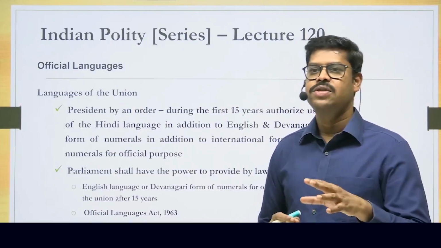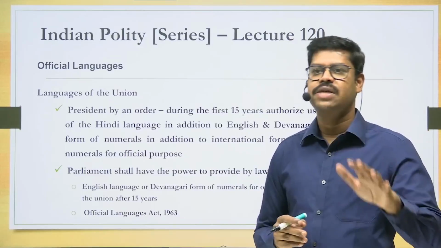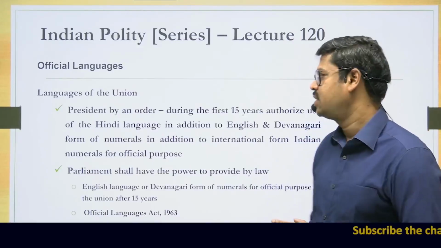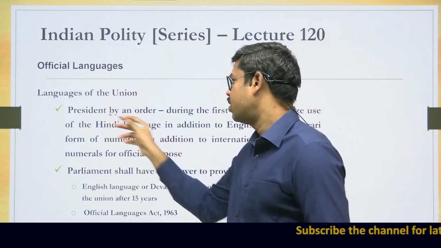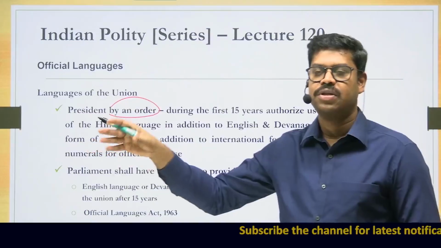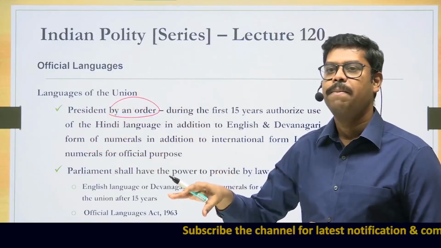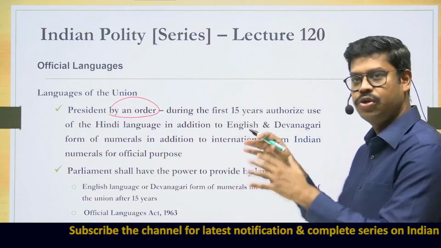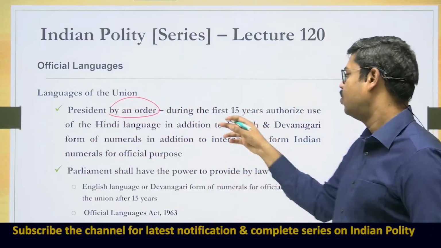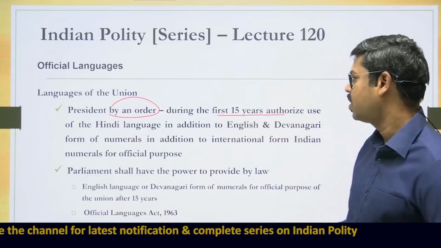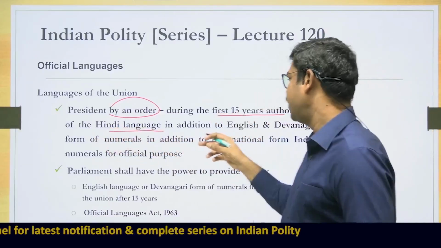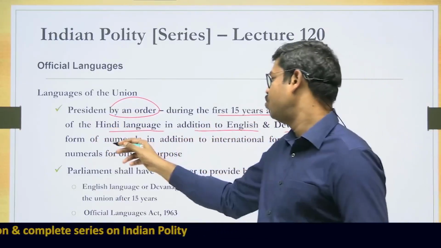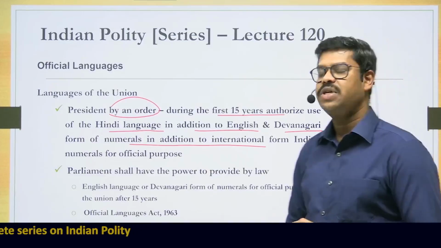In addition to this, in addition to whatever is given in the constitution, there's one more provision under Article 343, which says that the president by an order may allow for what? May allow for during the first 15 years, in addition to English being an official language, the president shall authorize the use of Hindi language in addition to English and Devanagari form of Indian numerals to be an official language in India.